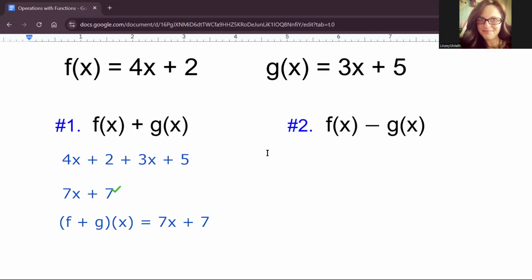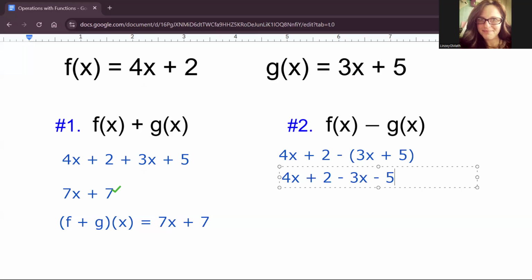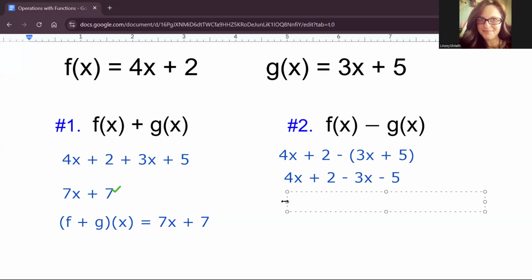Number 2, subtracting. f of x, 4x plus 2, minus the entire g function, parentheses 3x plus 5. So we're subtracting every term in the g of x function, minus 3x minus 5. And then we'll combine like terms, and we get 1x minus 3. And I could write this as f minus g of x is equal to x minus 3.